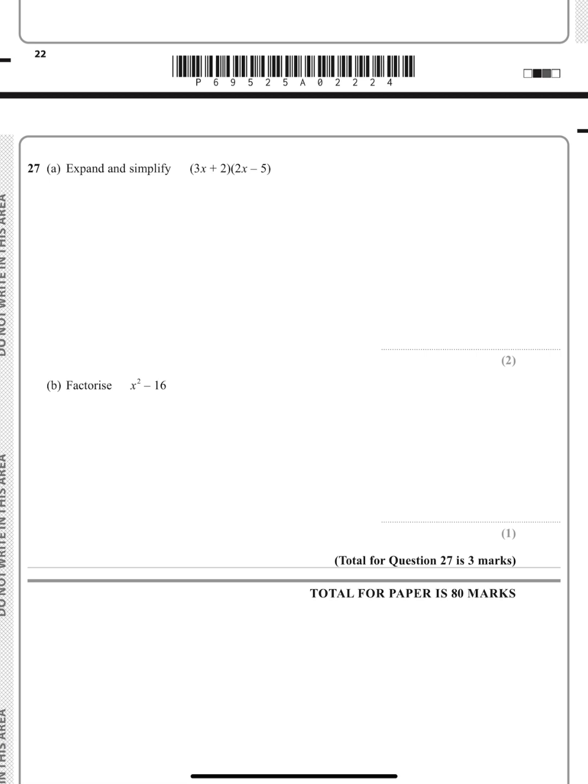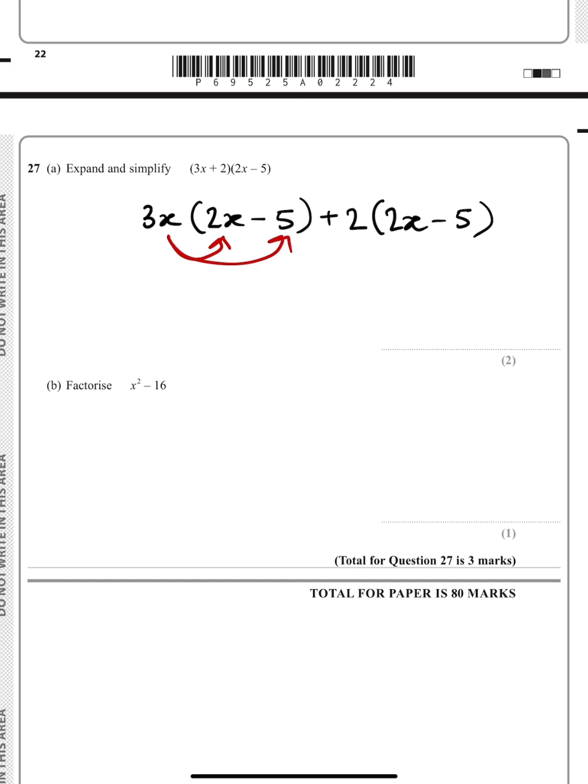Question number 27, final question. Expand and simplify 3x plus 2 times 2x minus 5. So what I'm going to do is take that first term, 3x, in the first set of brackets and multiply it by the second set of brackets. And I am then going to multiply the second term in that first set of brackets, which is plus 2, by the second set of brackets, 2x minus 5. So both of my brackets here are 2x minus 5. Now I'm going to multiply the term outside the brackets with the first term inside the brackets. And then I'm going to multiply the term outside the brackets with the second term inside the brackets.